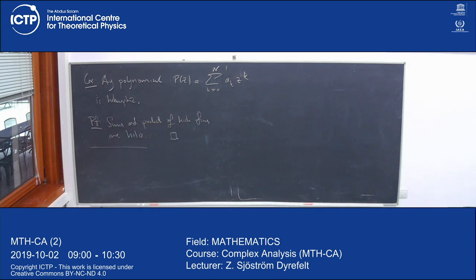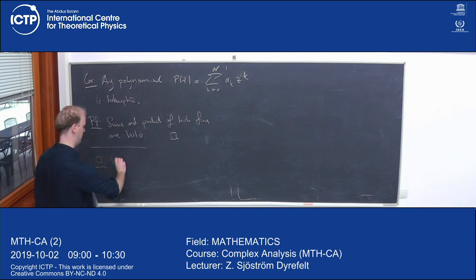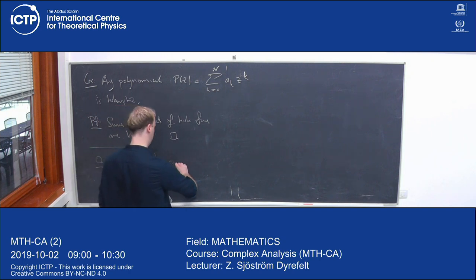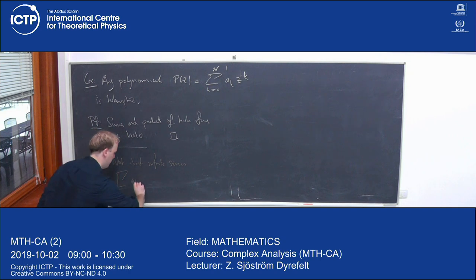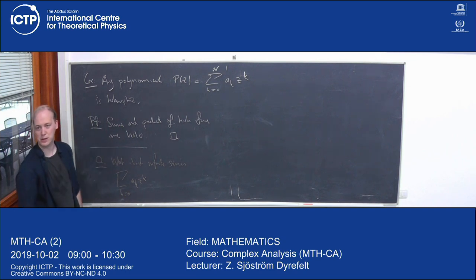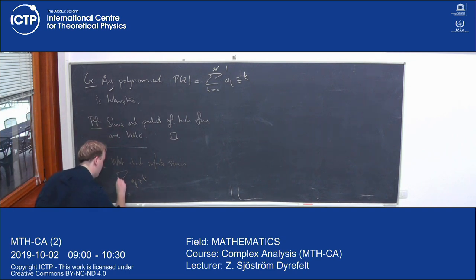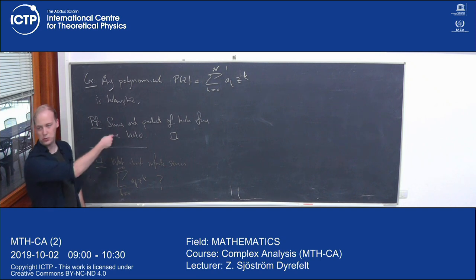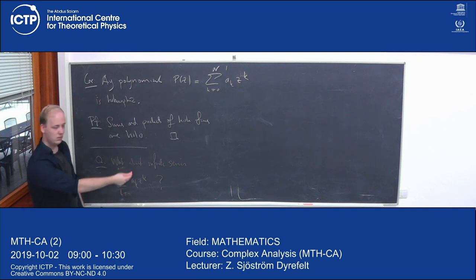But I'm really giving this as an introduction more than anything else. So what if we have a power series, an infinite series, the sum of a_k z to the k, where k goes from 0 to infinity? What if we have this? Then we cannot just do the same argument, because when I say sums and products, it is finite sums and products, of course. Does this make sense?